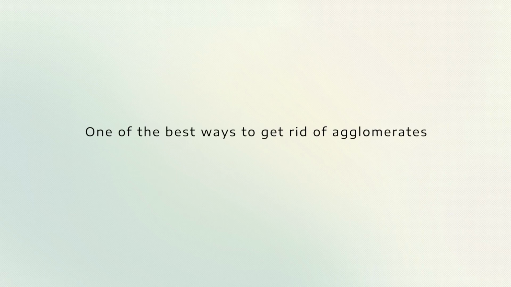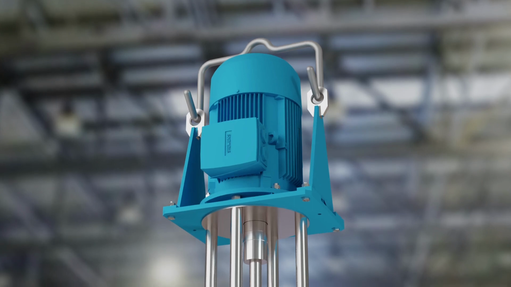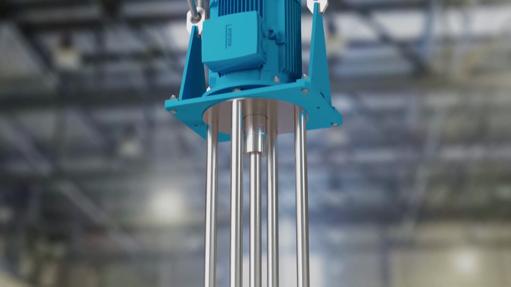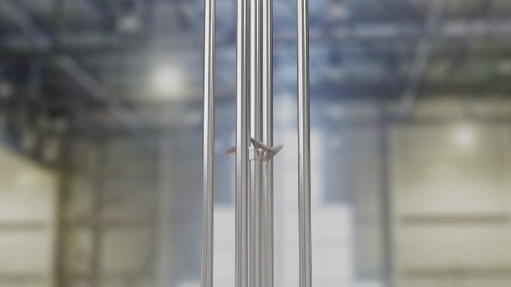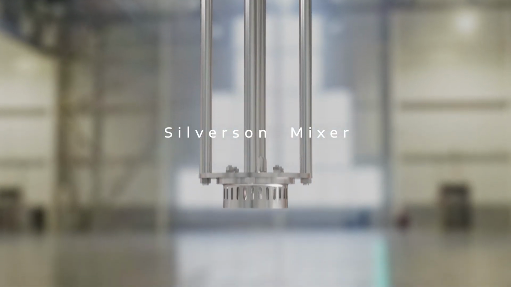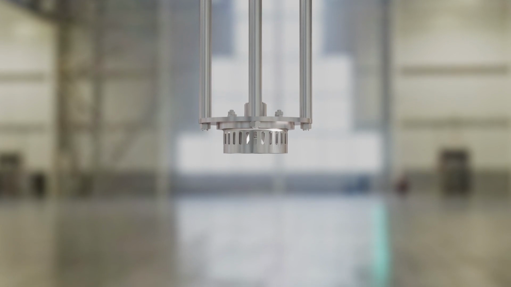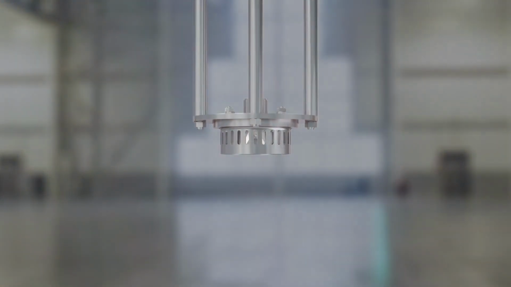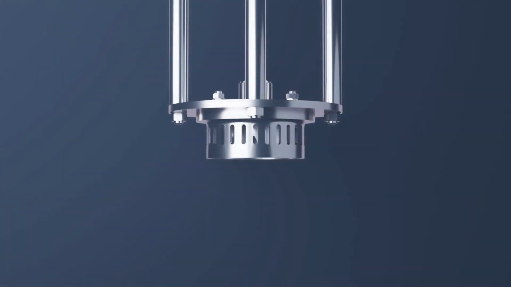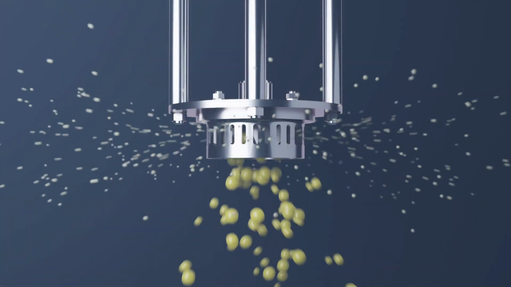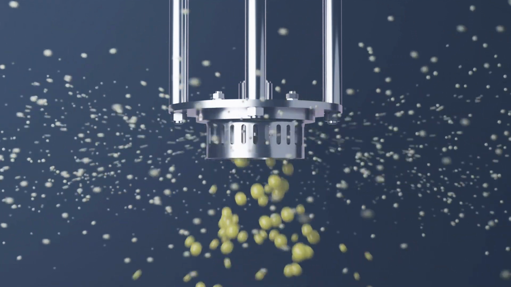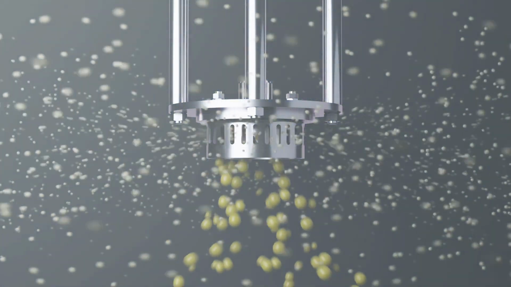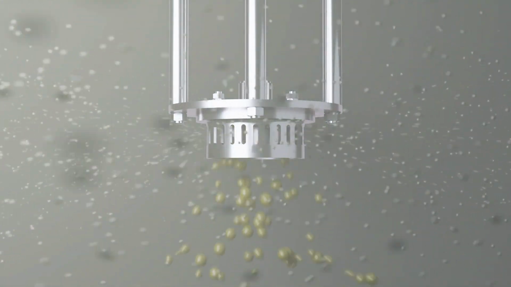One of the best ways to get rid of agglomerates and avoid them from forming in the first place is to disperse the powder into liquid using a Silverson mixer. The high-speed rotation of the rotor creates a powerful suction that draws the powder and liquid into the workhead. Centrifugal force then drives the materials outwards and forces them through the holes in the stator, subjecting them to intense mechanical and hydraulic shear, which breaks up the agglomerates. The product is projected back into the body of the mix.